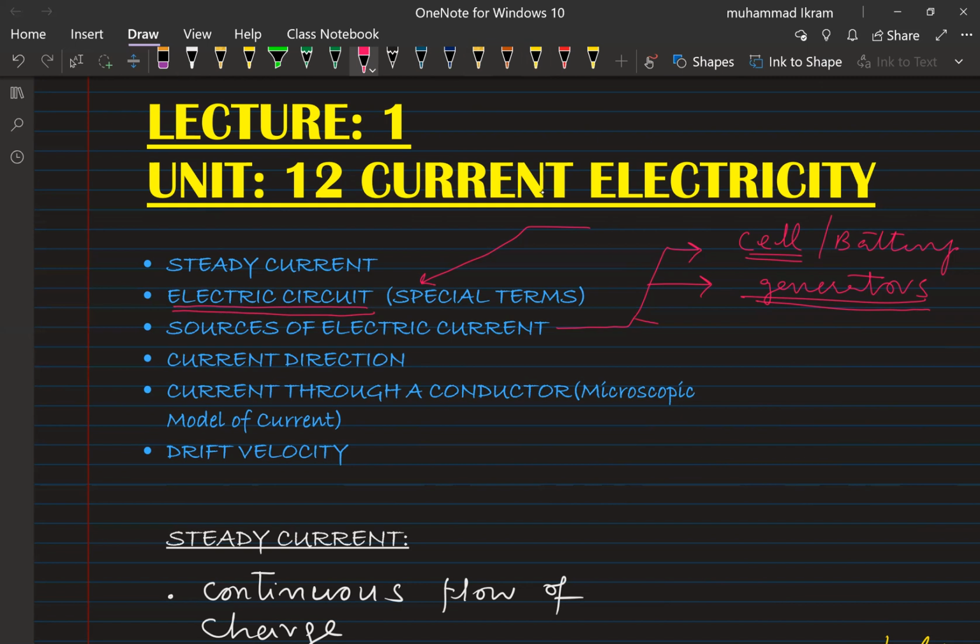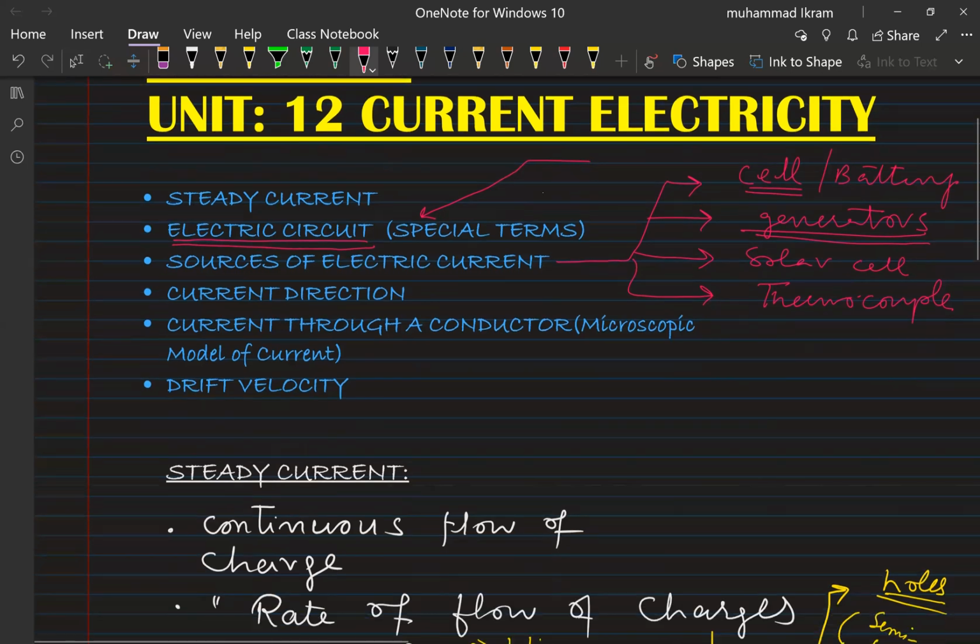Similarly, we have the solar cells, which convert solar energy into electrical energy. And we have the thermocouples also. I think this will be part of your scheme of study. Thermocouples convert heat into electrical energy, so we will discuss them too. Okay, so these are our sources of current, because if we don't have any input source, then no electric current will be constituted, and we will discuss this here.